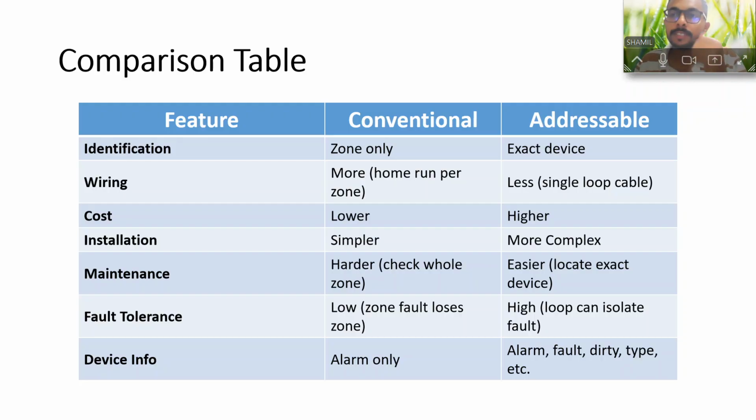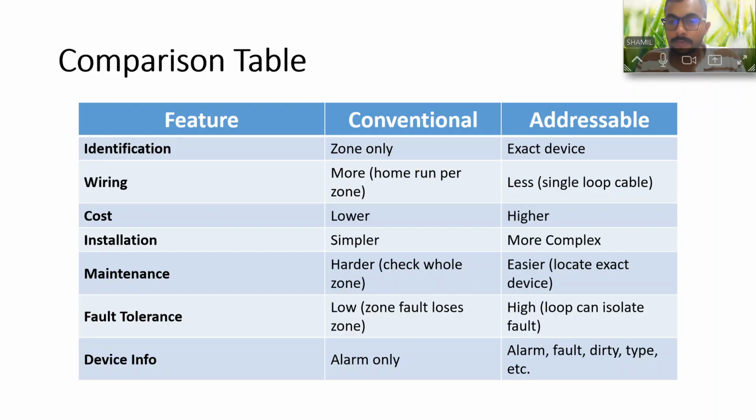So in that we have mentioned that in a conventional system, when the fire gets activated, when the alarm gets triggered, it will say that only in that particular zone, that information only will be provided. But when it comes to the addressable system, the exact device info will be provided. Okay, that is the identification aspect.